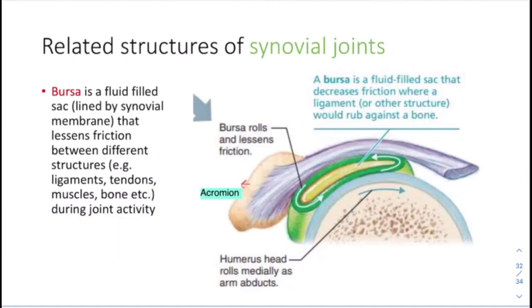Okay, we have some other related structures like the bursa, which we talked about before. It's basically a fluid-filled sac lined by synovial membrane, which produces synovial fluid. And they lessen friction between different structures like ligaments, tendons, bones when there is joint activity.